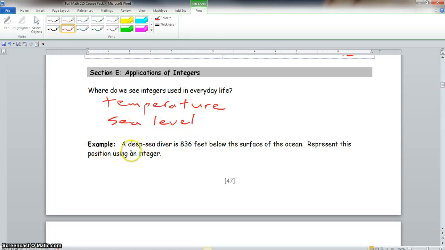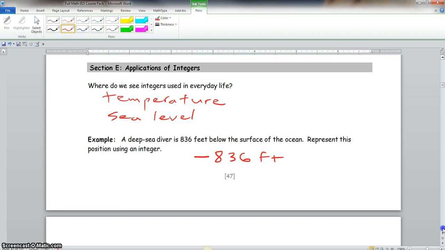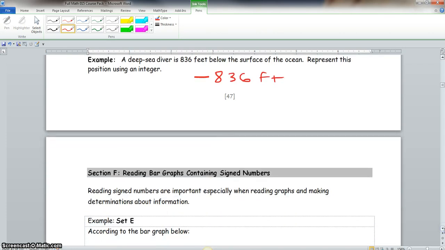Okay, now it says example, a deep sea diver is 836 feet below the surface of the ocean. Represent this position using an integer. So we know if it's below the surface of the ocean, that would give us a negative. So it'd be -836 feet because it's treated the same as below sea level.